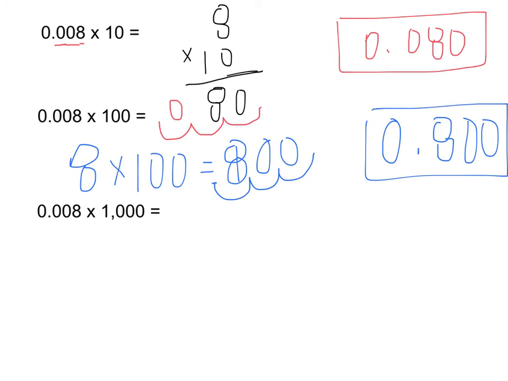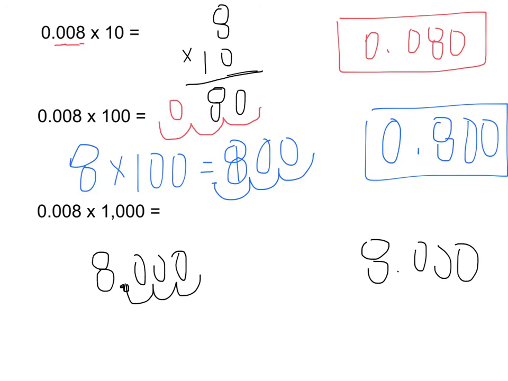Okay. Let's do the third problem. 8 times 1,000 is 8,000. How many numbers now do I need after the decimal point? 3 still, so I can count 1, 2, 3. Put it right here. My answer is 8.000. Right? So what pattern did you notice, Haman?